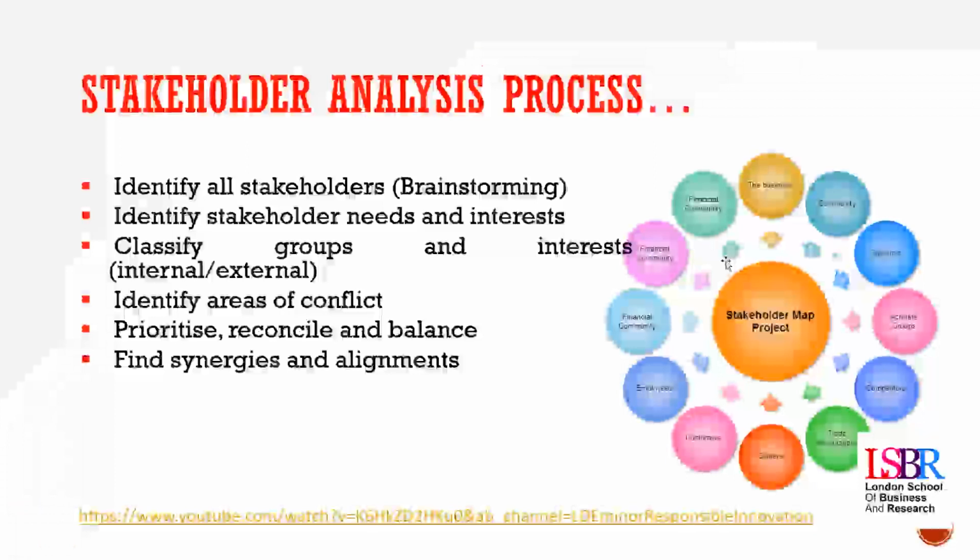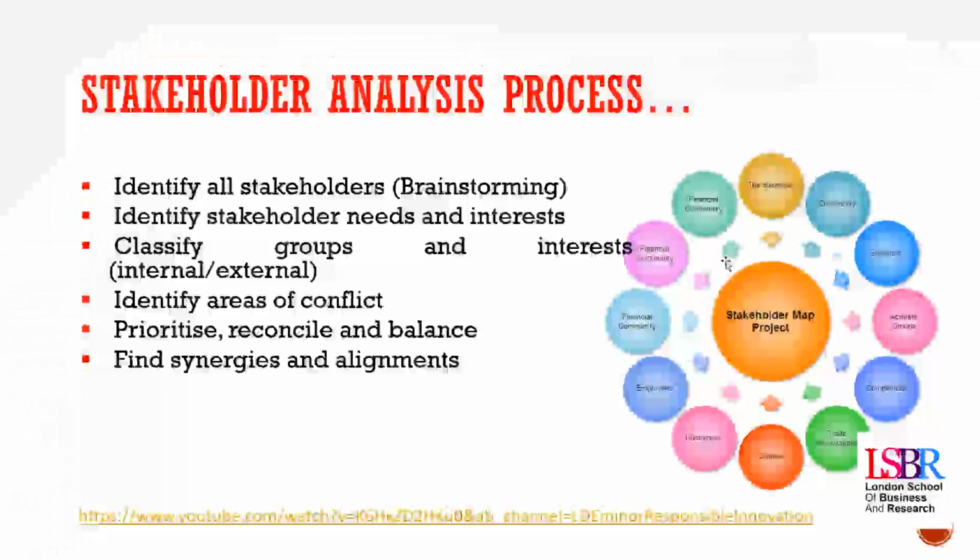We identify stakeholder needs and interests. So why are they interested in our business? What do they want from us? We then start to classify these groups. Are they internal or are they external to our business? We then identify areas of conflict. So where are there perhaps conflicts of interest? Where are there perhaps groups that want competing things? One group might want a particular thing, it might be interested in a particular area of the business, whereas other firms are interested in something different.